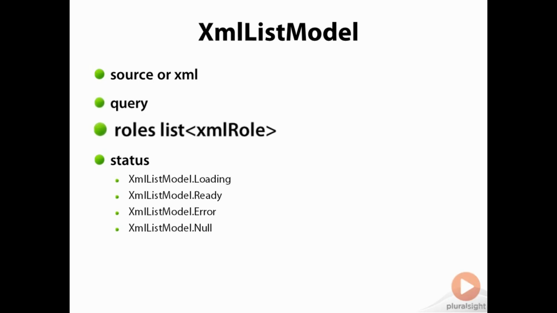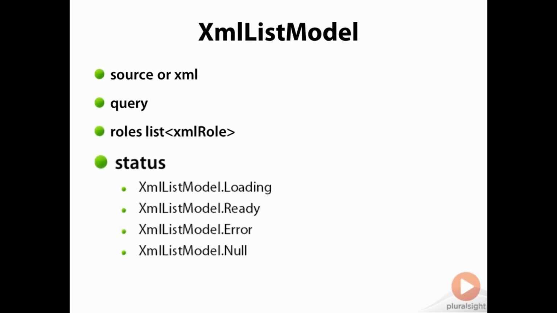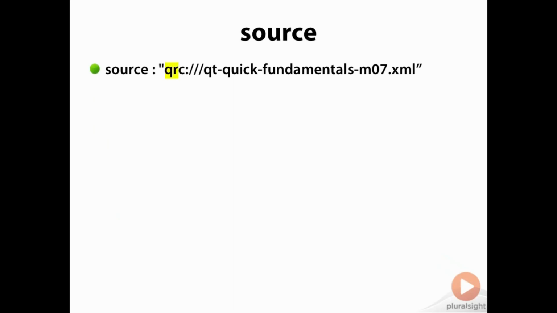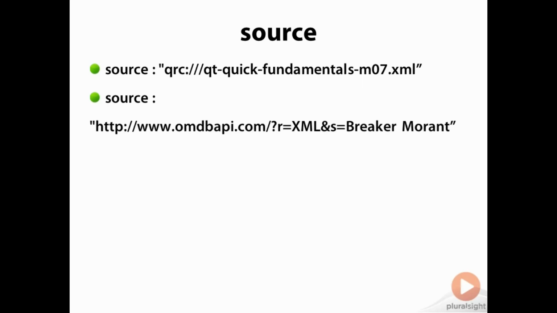The roles property, which by the way is the default property even though it's not marked as such in the documentation, holds the list of XML roles that you want to use when displaying data. Last but certainly not least is the status property. The XPath syntax can seem pretty persnickety while you're getting used to it, so it can be a really good idea to keep an eye on the status property to help troubleshoot. If you have the source in your QML resource folder, start with qrc: followed by 3 slashes and the path to your file.